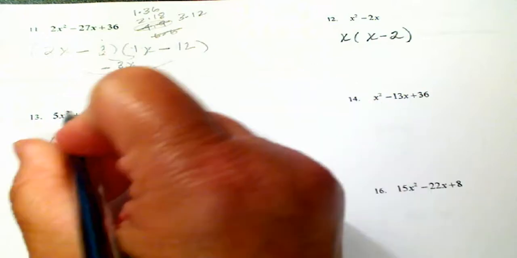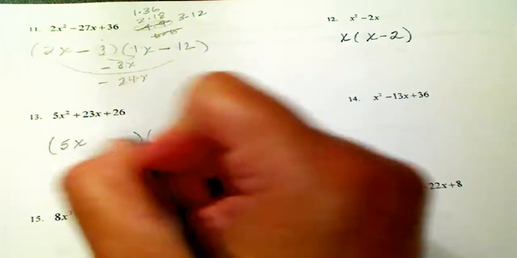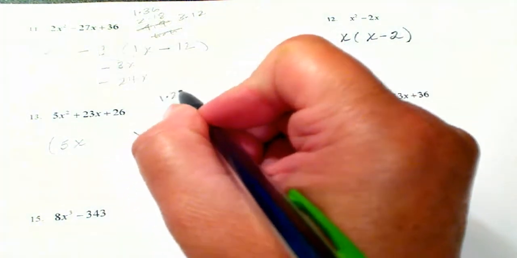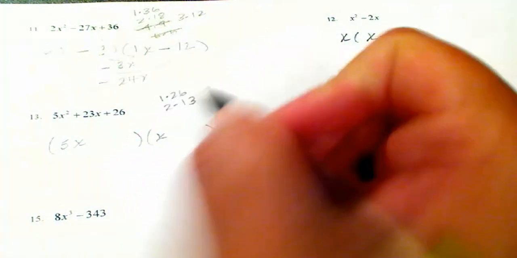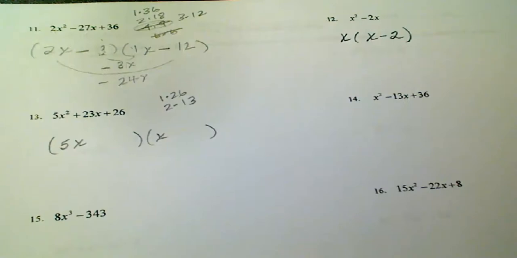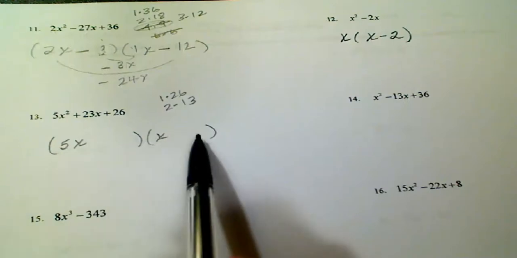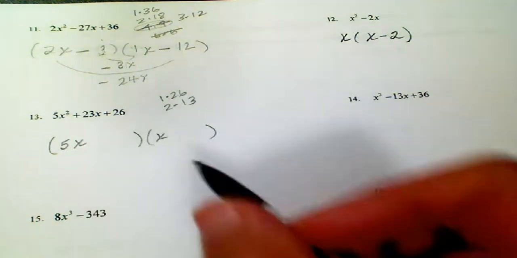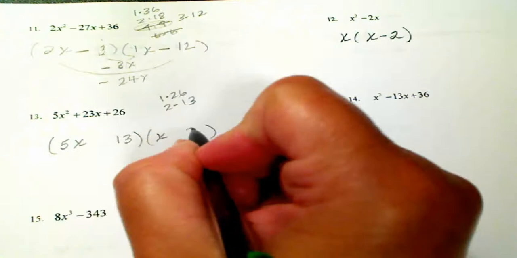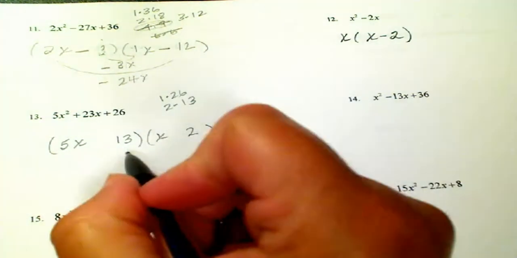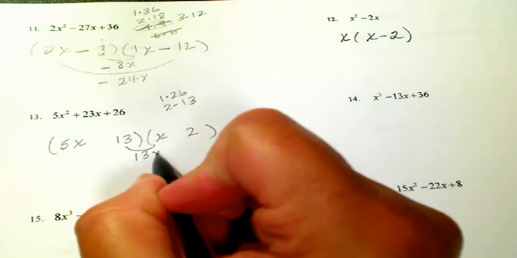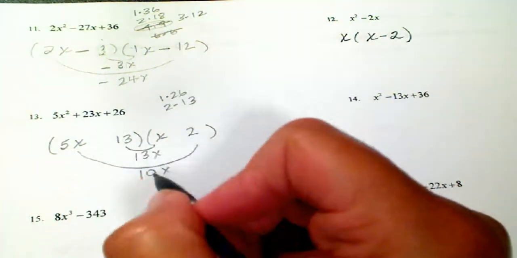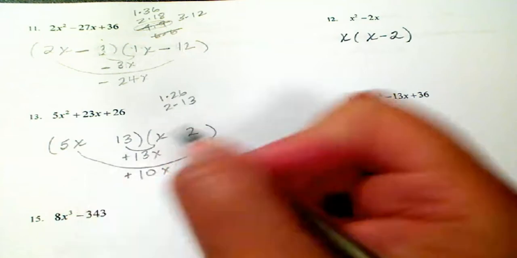So for that first term, that would be 5x and 1x. And then for 26, we could either do 1 and 26 or 2 and 13. I think I'm going to try the 2 and the 13. I'm not going to put the 13 here because 13 times 5 is a huge number. So I think I'll put the 13 here and the 2 here. Let's see what happens. We get 13 and we get 10. And that's going to work because I'm looking for 23. Both of these are plus.